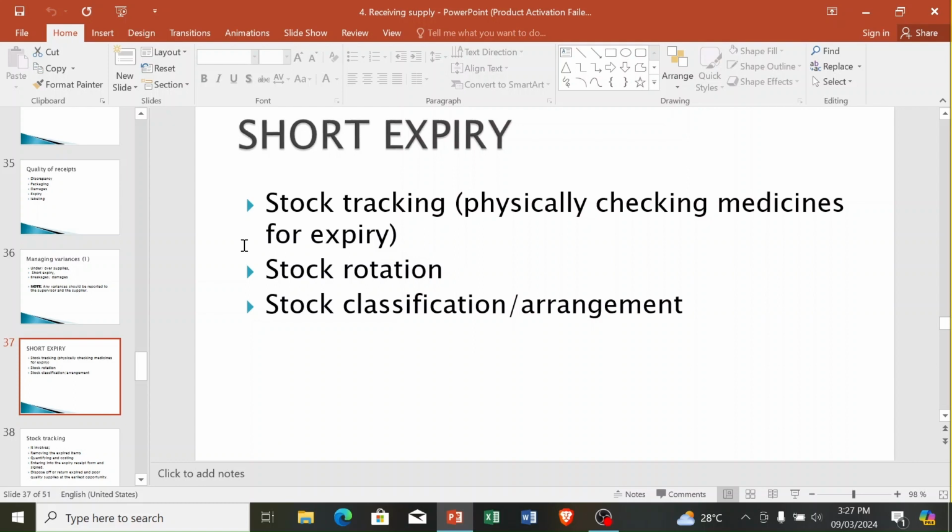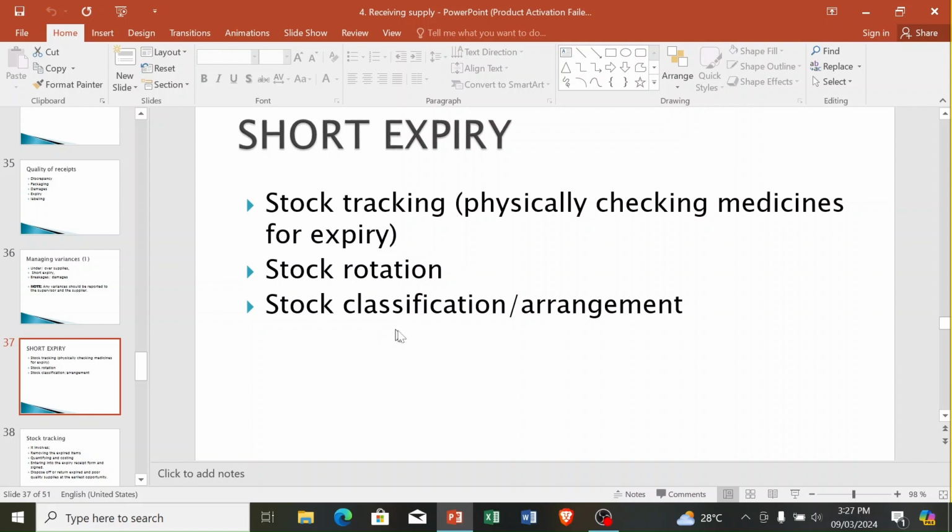Those that have short expiry, we make sure that they are consumed before they get expired in the facility. They are consumed first, even if the items that were already in the facility have a long expiry, meaning the ones that have short expiry have to leave the facility first, have to be distributed first.